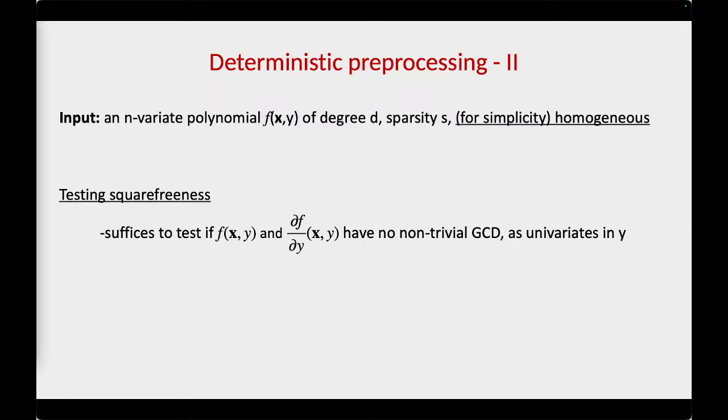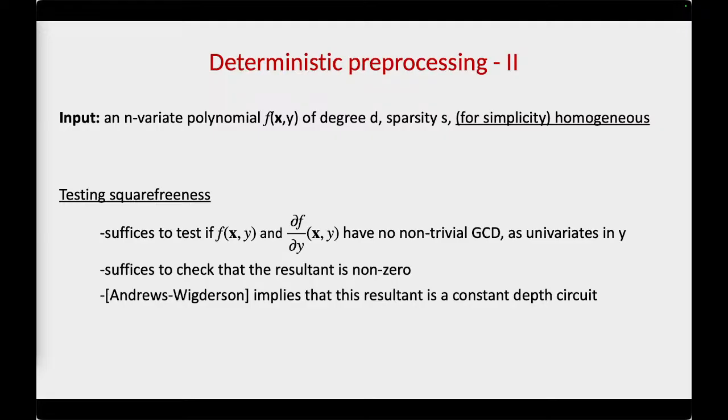f is square free if and only if f of x comma y and its y derivative do not have a non-trivial GCD. And we are viewing both these polynomials as univariates in Y. And how do we test if two univariates don't have a non-trivial GCD? We construct the resultant and we want to check if the resultant is non-zero. How do we check the resultant is non-zero? Well, Avi and Robert showed that the resultant is a constant depth circuit in this setting.